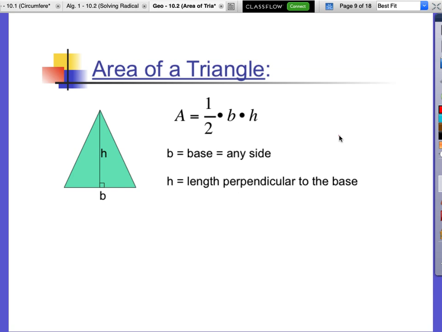Okay, we'll talk about why this is. For a parallelogram, we said our area was what times what? Base times height. How many triangles are there in a parallelogram? Two. So if we want half of this, we want one triangle, we're going to take this base times height, and we're going to take one half of that. That's why it is the way it is.